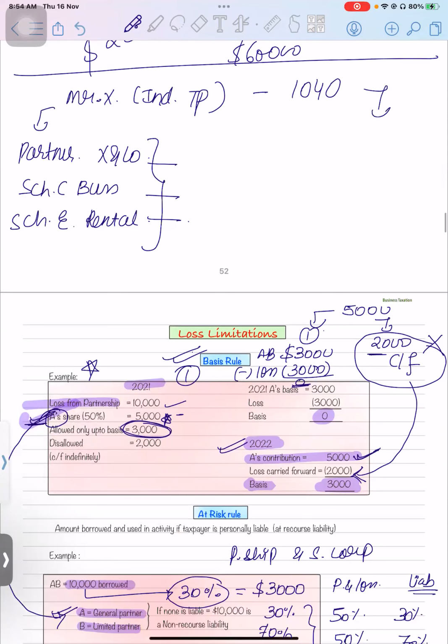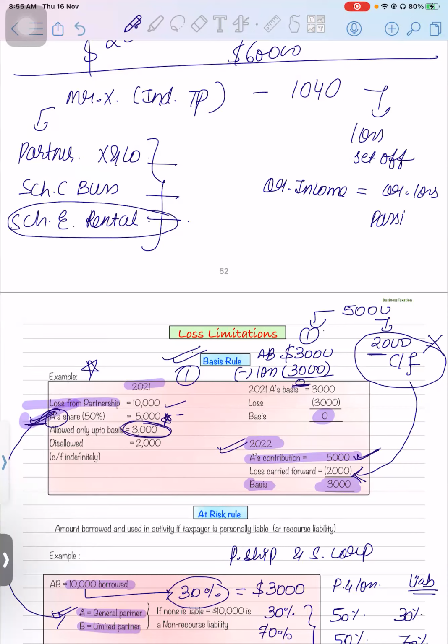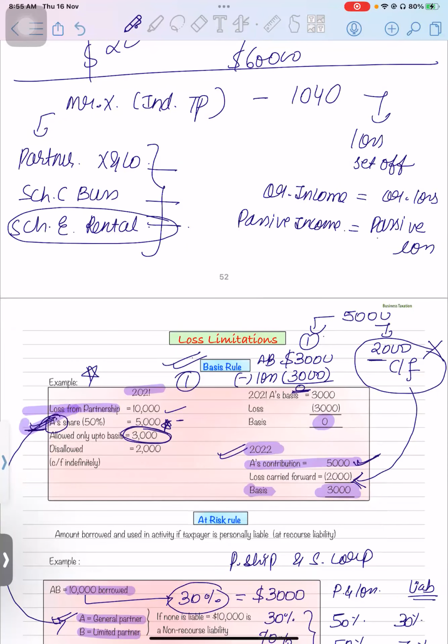Now on the 1040 form, ordinary losses can be set off against ordinary income. If it's a passive loss, the rental will be the passive loss, it can be offset against passive income only. But there is one exception. If this passive loss fulfills certain criteria, it can be offset against ordinary income.